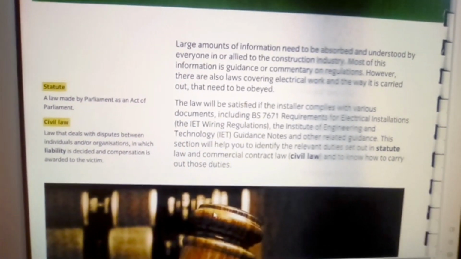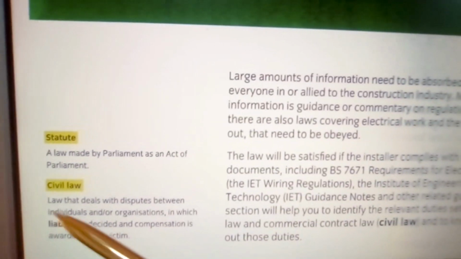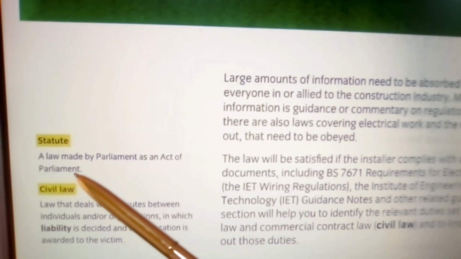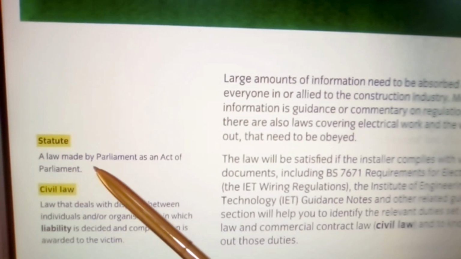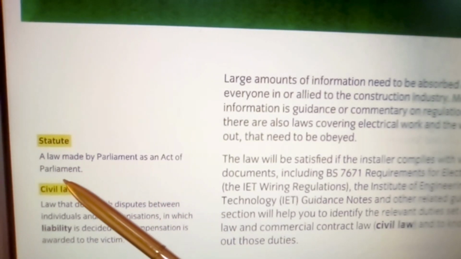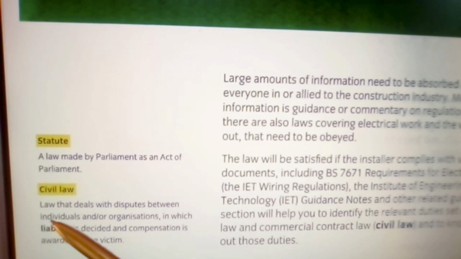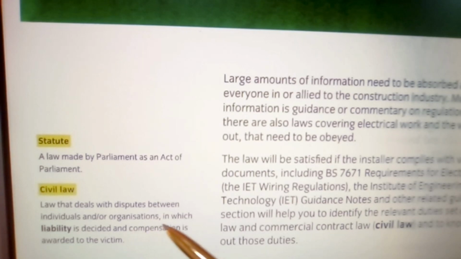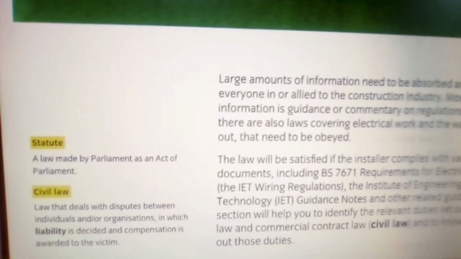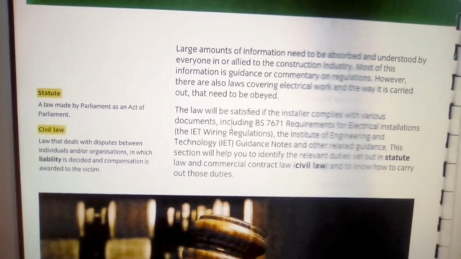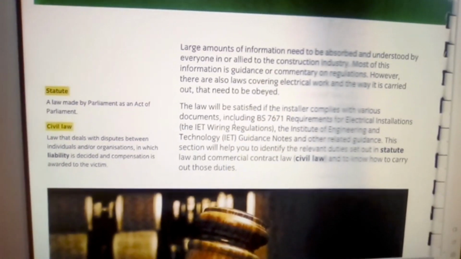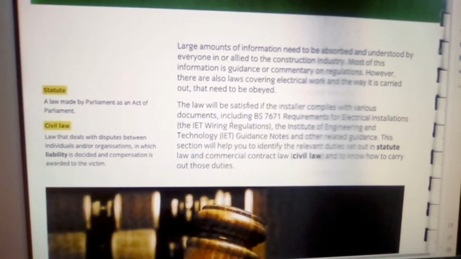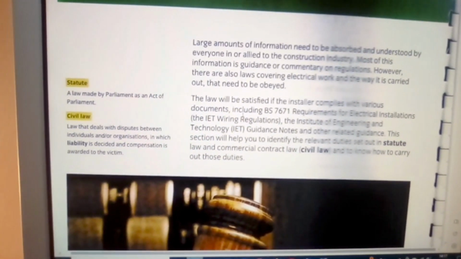And here we have some comments on certain things. Statute: a law made by Parliament as an act of Parliament. Civil law: law that deals with disputes between individuals and or organizations, in which liability is decided and compensation is awarded to the victim. Okay, so all I'm doing here is laying down some foundation for you to make you aware of certain circumstances under which you may find yourself at a point in time.